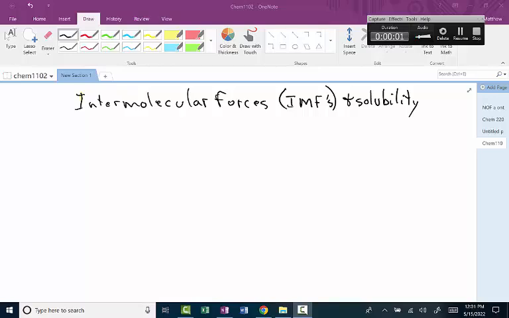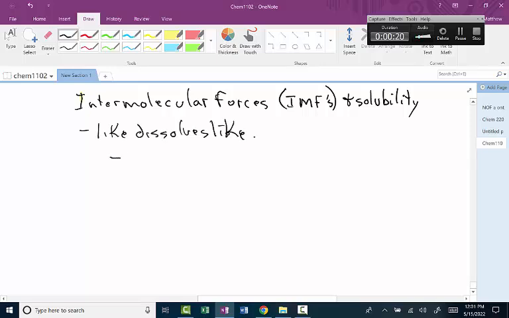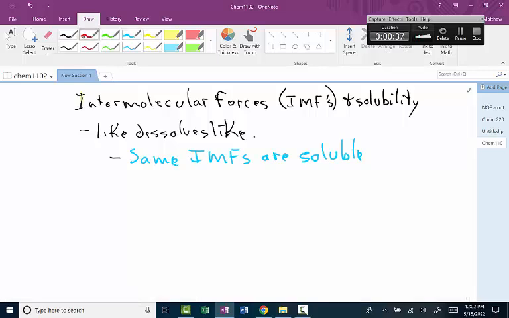So we're going to talk about intermolecular forces and solubility in solutions. And it turns out that the rule for solubility is like dissolves like. And what this means is things with the same intermolecular forces are soluble. Okay, so you need to have the same type of intermolecular forces. And for us, we only consider London or van der Waals, dipole-dipole interactions, and H bonding.